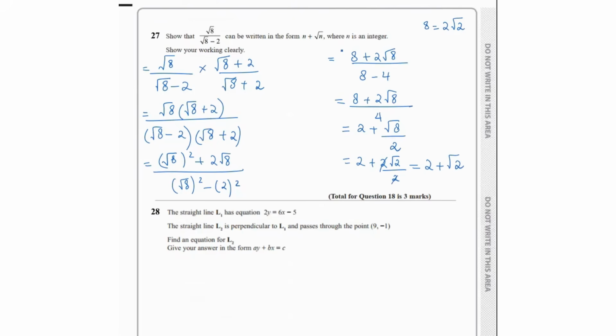It is n plus root n. So n is 2. So make sure that you give your answer in the same format as given in the question. Otherwise, you will not get full marks.